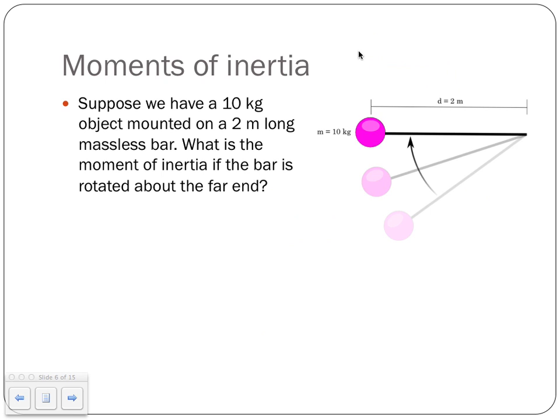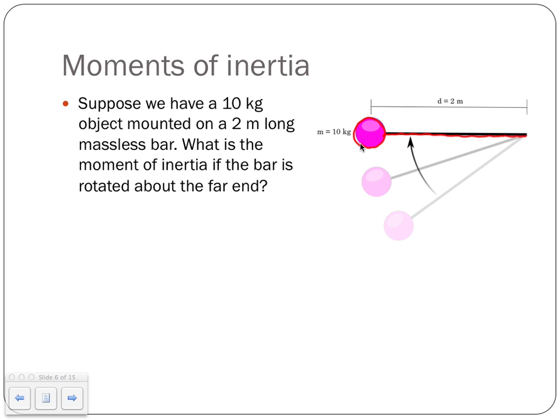So let's try some of these out. Suppose that we have a 10 kilogram object which is mounted on a 2 meter long massless bar. So we basically have a bar that's right here. That bar is massless. We don't have to worry about the mass of that bar as we rotate it. We have a 10 kilogram object right here.